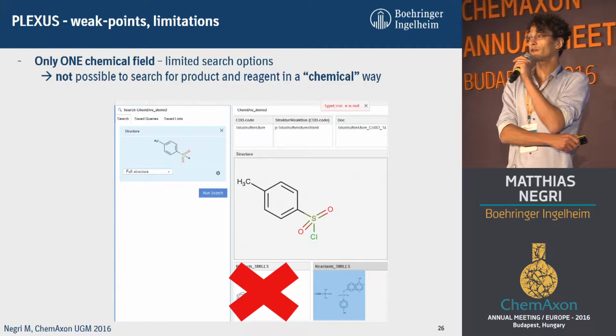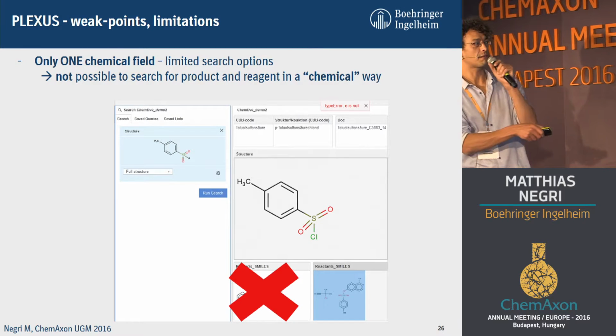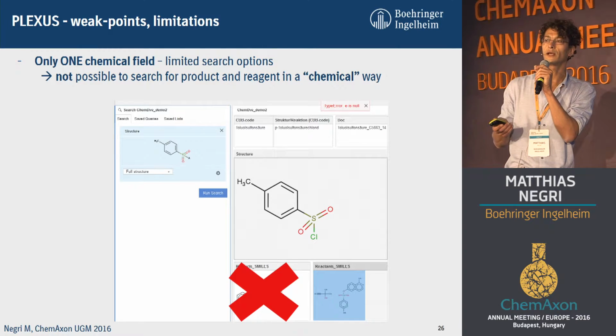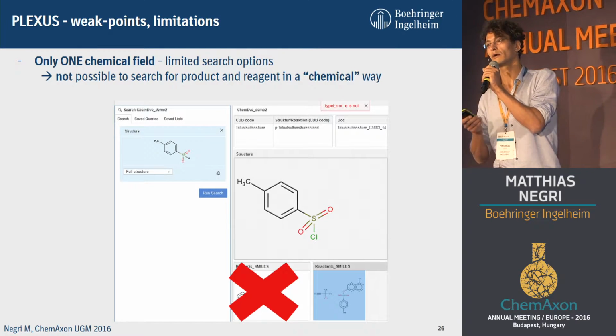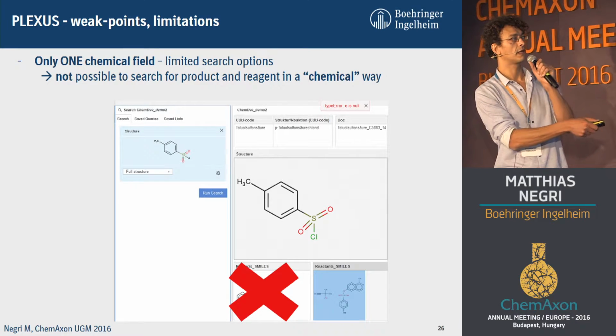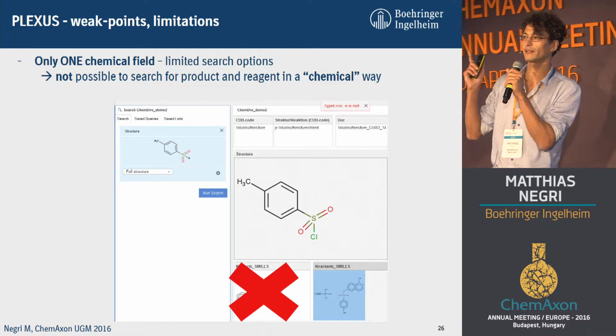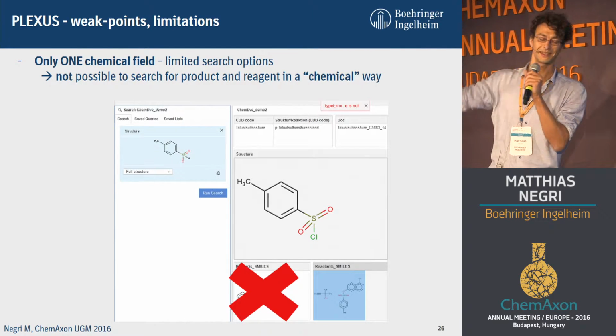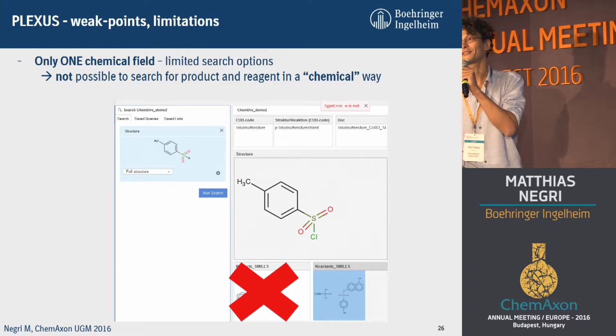This is something that has been solved, I found out today, but it was really killing. We were extracting chemical reactions, I told you. Sometimes it's really good to look at which is my reagent and which is my product at the end. This was not possible. It was only searchable one chemical field at a time within Plexus. Now it has been solved, Max, correct? Yes. But this was really hard.